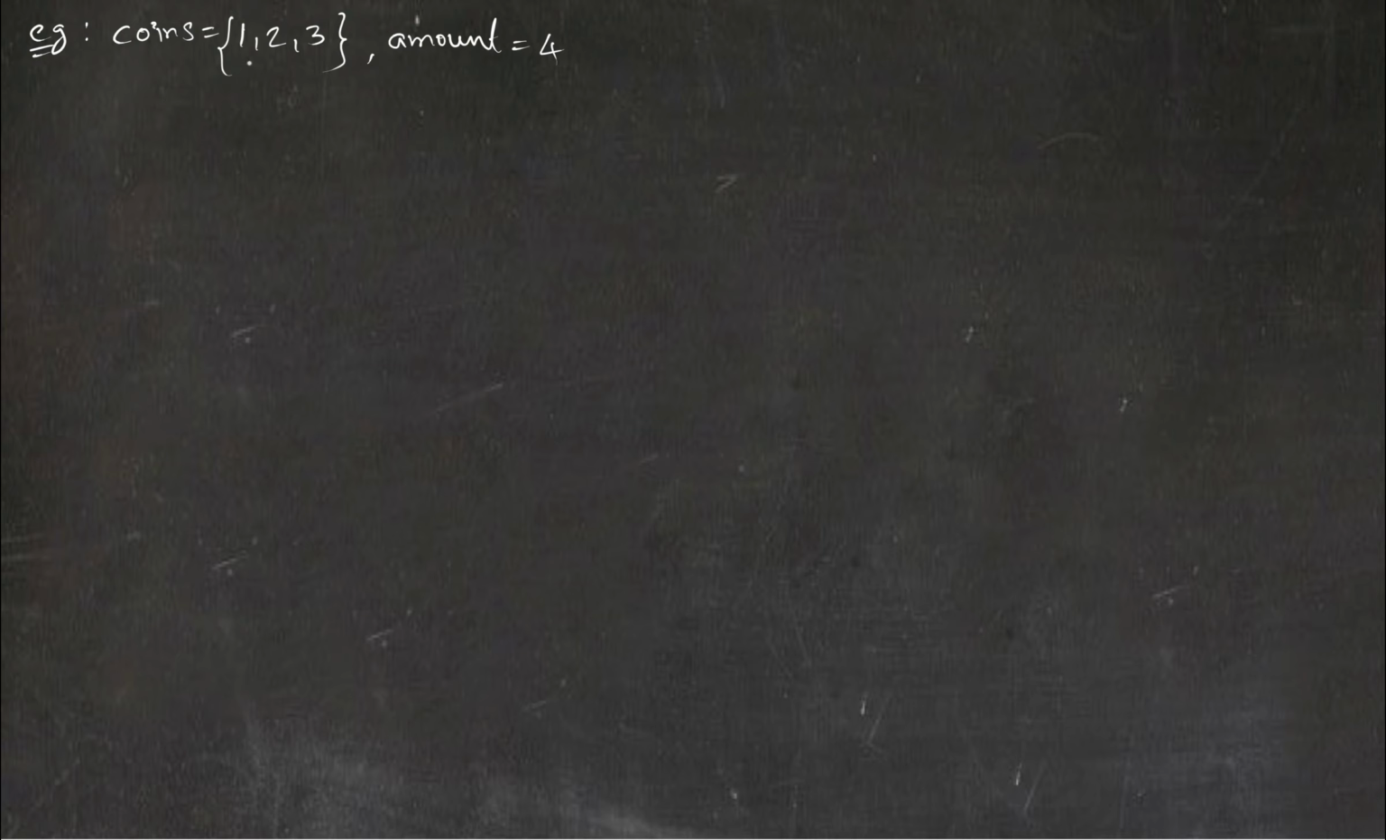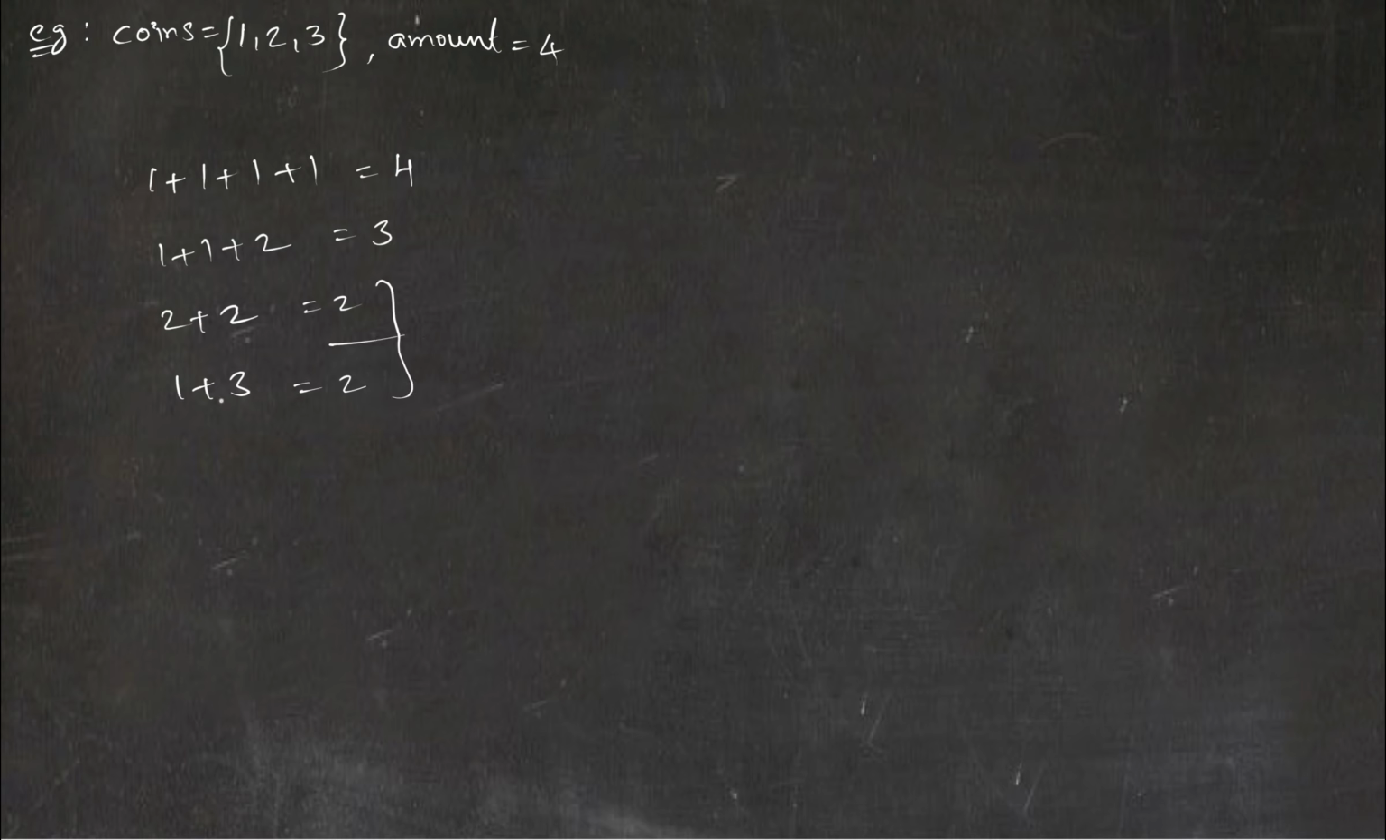If we take an example array of 1, 2, 3 coin denominations and amount as 4, to make up amount 4, the possible combinations can be 1 plus 1 plus 1 plus 1, 1 plus 1 plus 2, 2 plus 2, or just 1 plus 3. These are all the possible combinations. This requires 4 coins, this requires 3 coins, this requires 2 coins and this requires 2 coins. So the minimum is either 2 plus 2 or 1 plus 3. So the answer is 2.